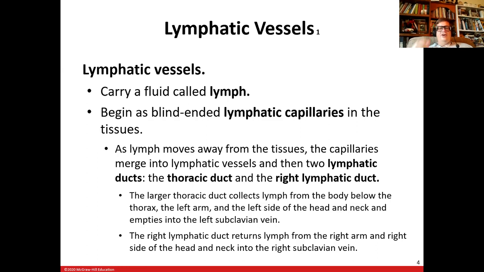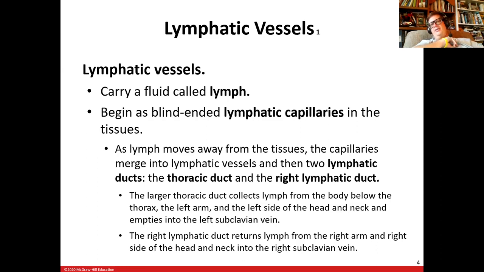The thoracic duct collects the lymph from the thorax, the left arm, and the left side of the head and neck, and it dumps into your left subclavian vein. Remember, this collarbone is the clavicle, and the subclavian is the big blood vessel that goes underneath it.